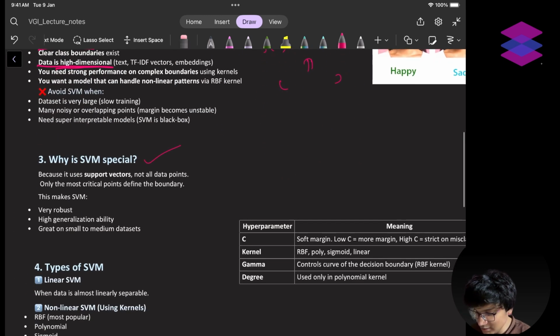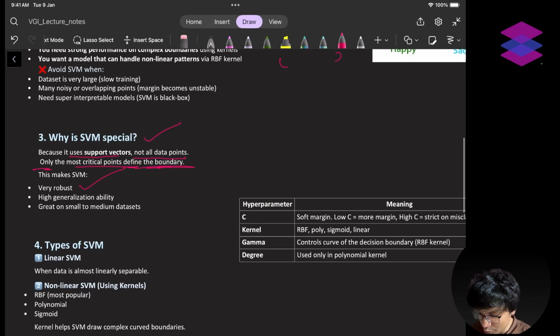Why is the support vector machine special? Because it uses only the support vectors, not all the data points, only the most critical points that define the boundary. It is very robust and has a highly generalized ability, because it generalizes your data into the multi-dimensional space using the process called the kernel trick.